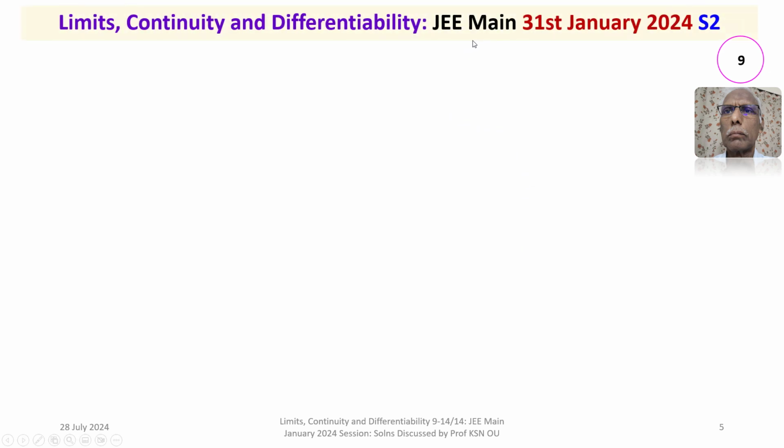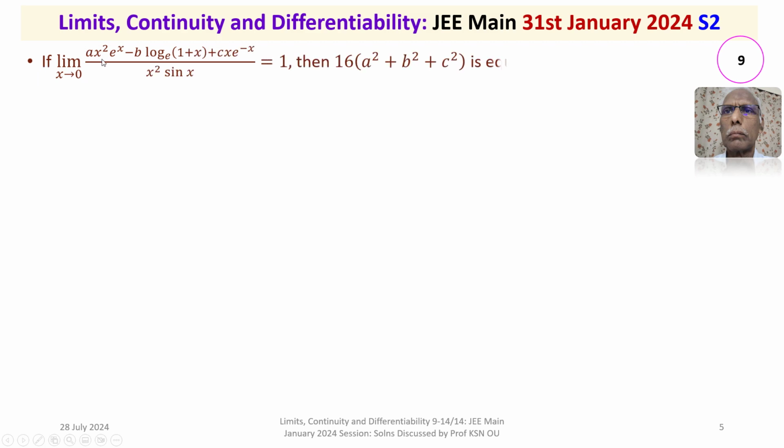This question has appeared in the JEE Main exam held on 31st January 2024 in the second shift. The given problem is limit x tends to 0 of (a x square e power x minus b log of 1 plus x to the base e plus c x e power minus x) by (x square sin x) is equal to 1. Then 16 times (a square plus b square plus c square) is equal to.